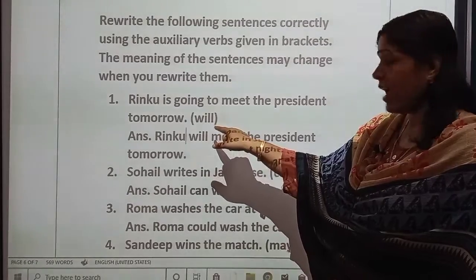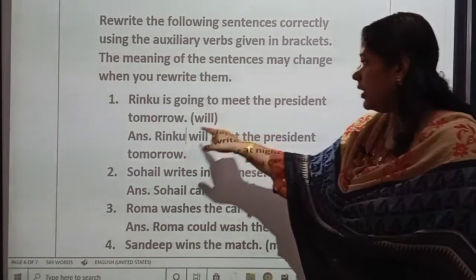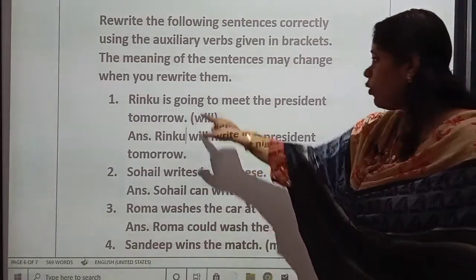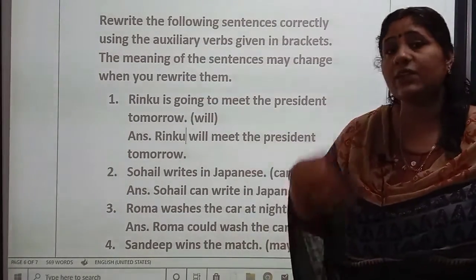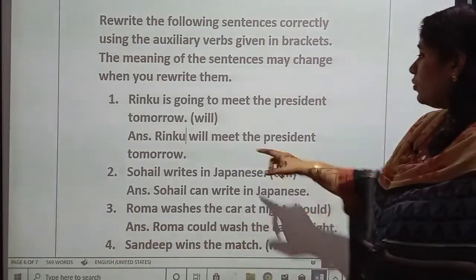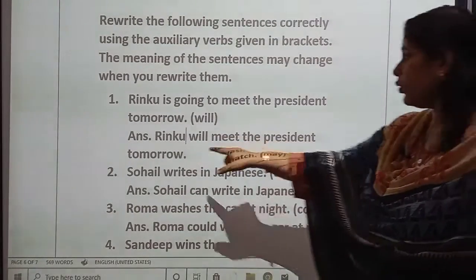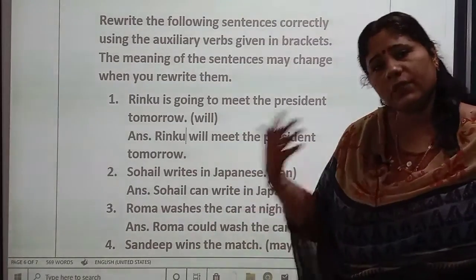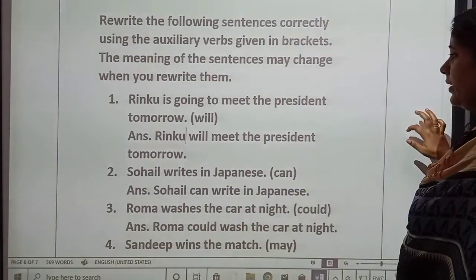Okay. Rinku is going to meet the president tomorrow. What do we have to add? We have to rewrite the sentence using will. So, Rinku will meet the president tomorrow. Is going to also means the future. Understood? So here also it remains the same. Rinku will meet the president tomorrow. Future tense. Is going to also represents the future.